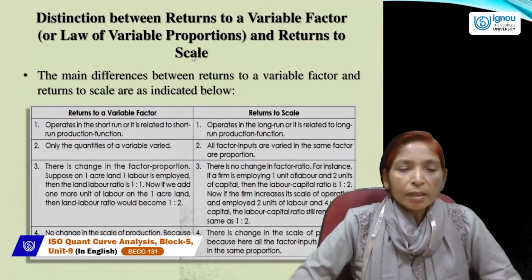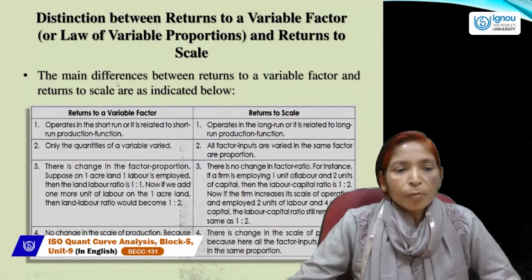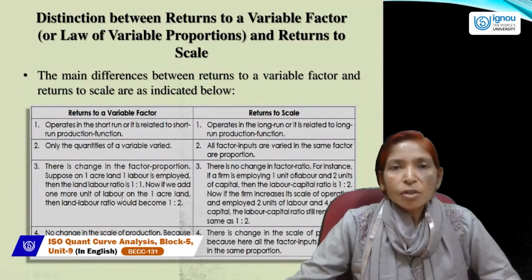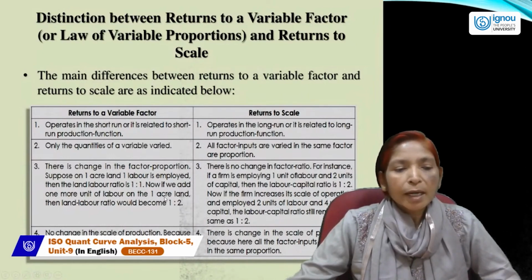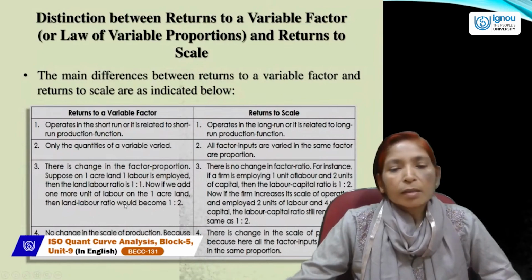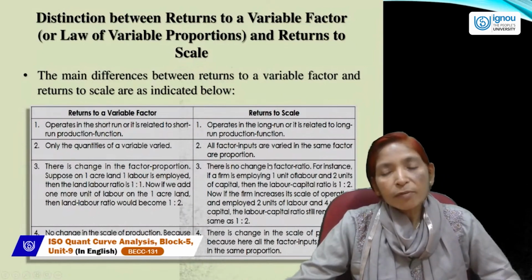In case of returns to a variable factor, there is a change in factor proportion. Suppose 1 acre of land and 1 labor is employed, the ratio will be 1:1. And if we add one more unit of labor on the same land area, 1 acre of land, then the ratio will be 1:2. But in case of returns to scale, there is no change in factor ratio.